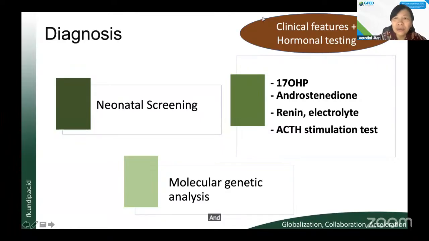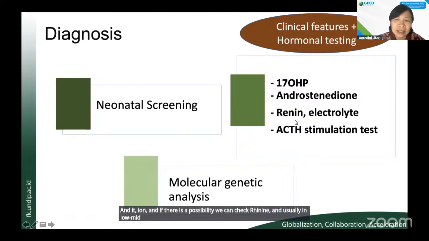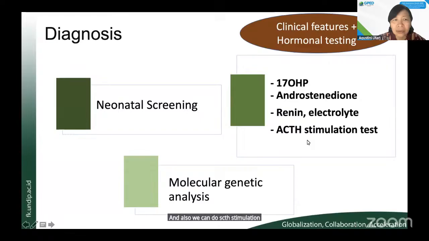If we cannot do newborn screening, then we may have late identified patients. So we rely on clinical features and hormonal testing. Usually we test 17-OHP and androstenedione. If possible, we can check renin, but usually in low and middle income countries, such as my country, we don't have renin, so we only check electrolytes. We can also do an ACTH stimulation test when we doubt the diagnosis. And if possible, we can do molecular genetic analysis for the CYP21A2 gene mutation.